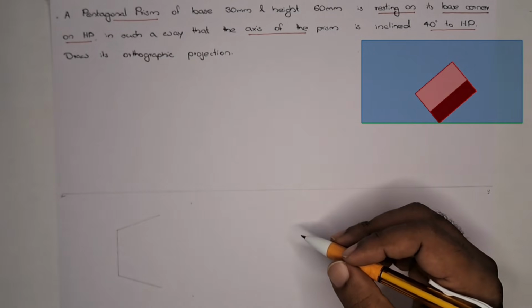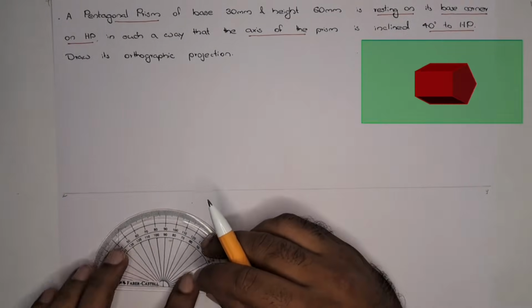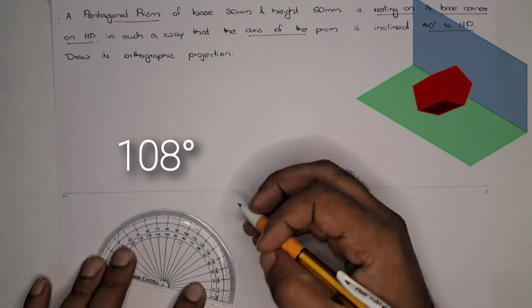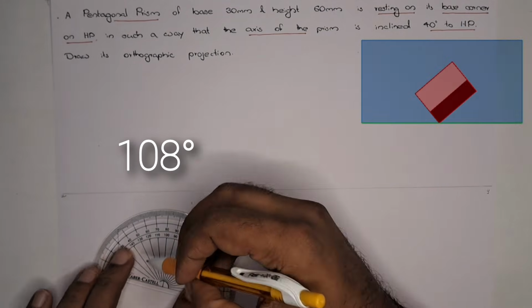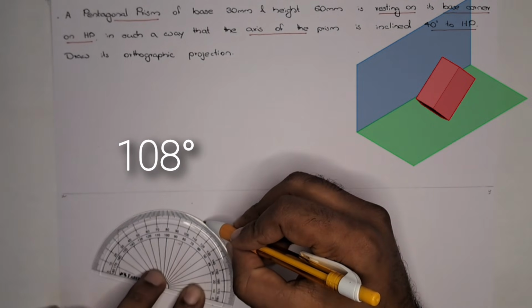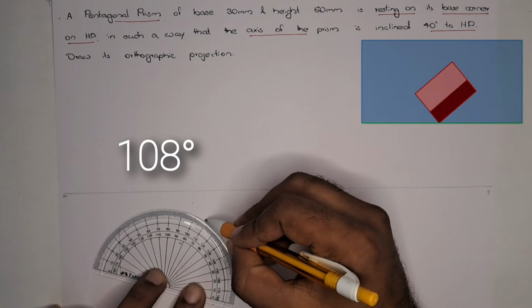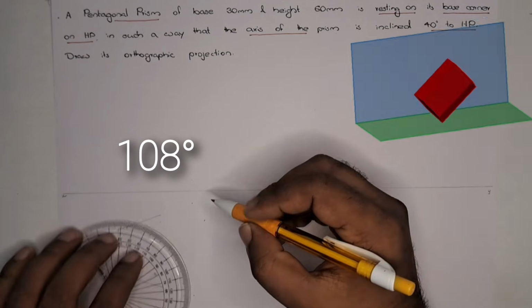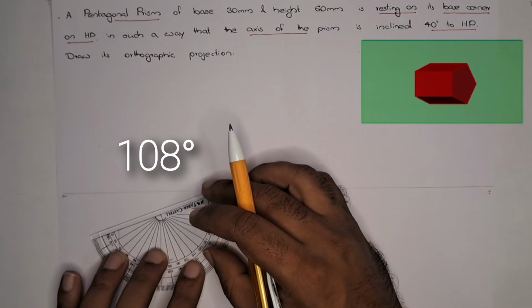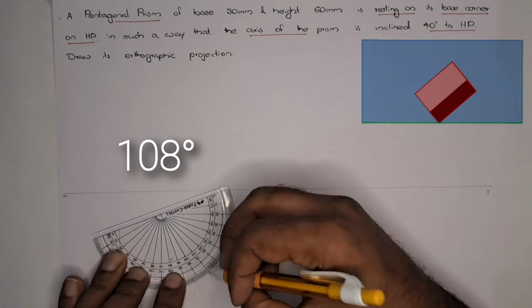Now again we can mark the distance with the angle 108. From here we take the angle 108 and plot the angle from here, 108.